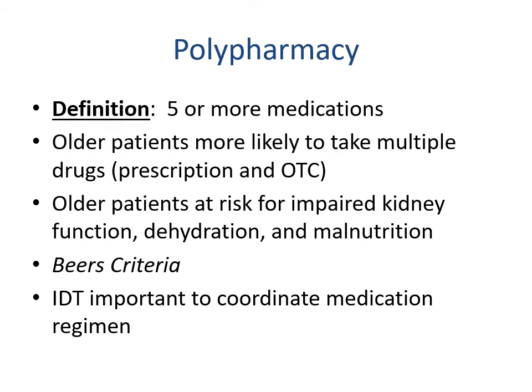So again, polypharmacy is taking 5 or more medications, and older patients are more likely to take multiple drugs, including both prescription and over-the-counter, and older patients are at risk for impaired kidney function, dehydration, and malnutrition. Now, we do have what's known as the Beers criteria, which is specifically looking at medications in the elderly and their appropriateness. And so we do need, again, the interdisciplinary team. It's important that they coordinate the medication regimen.